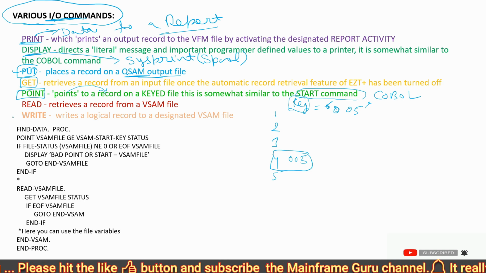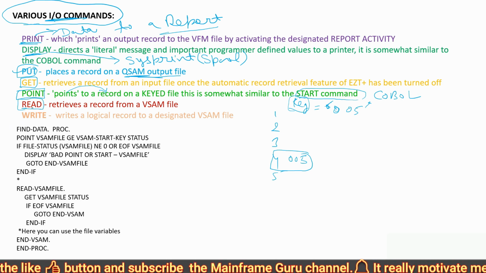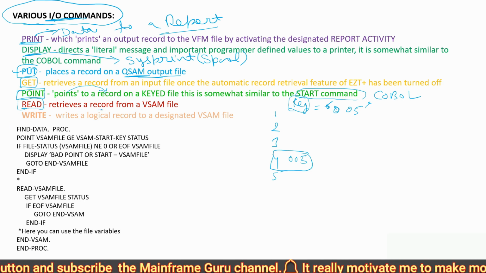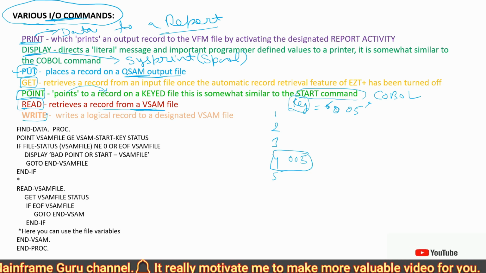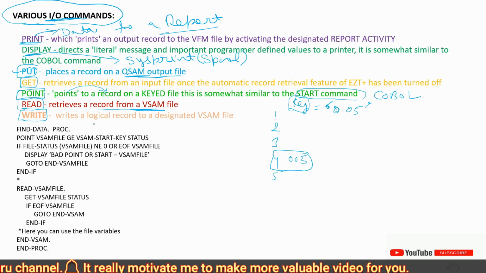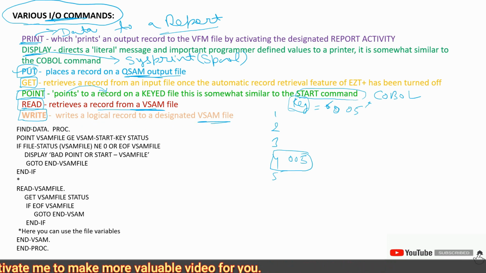Okay. And then we have the read statement. It is used to read a record from a VSAM file. And then we have the write. Write is used to write a record to the VSAM file. Okay. So here you can see one example.